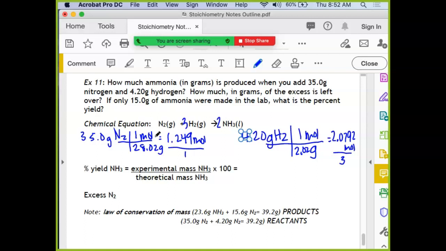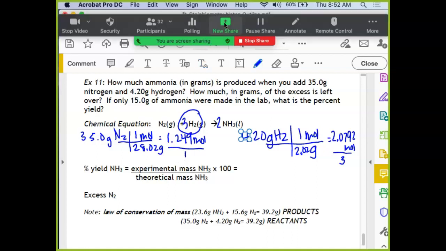Why does the 2 not matter if you were to do it the long way? Well, because they're both going to a 2. So it's just what their number is that matters because the top number is going to be 2 for both of them because they're both going to ammonia. So that's why this is like a cheating method. Okay, and I'll show you the long way in just a second. Now you can compare them. So 1.249 divided by 1 is 1.249. 2.0792 divided by 3 is 0.693. That number is smaller, right? So this is my limiting reactant. I'm going to circle it.